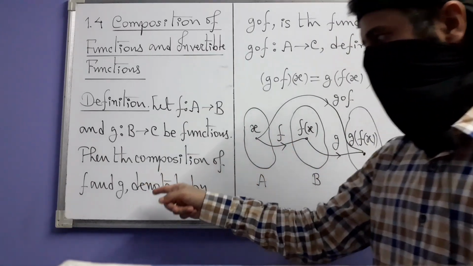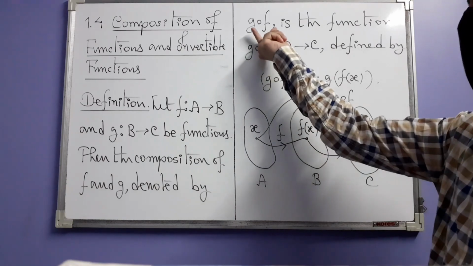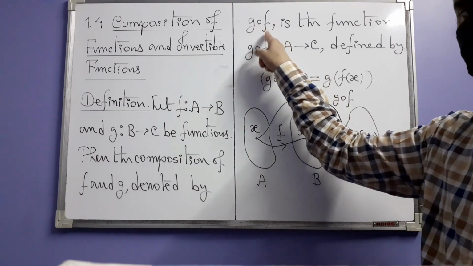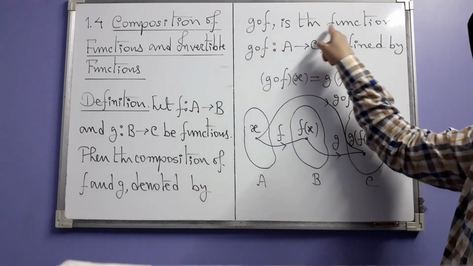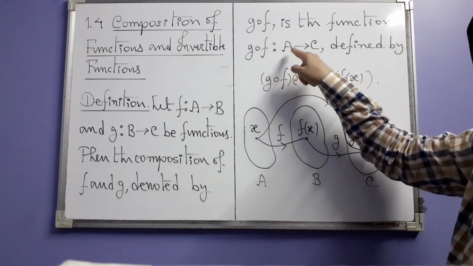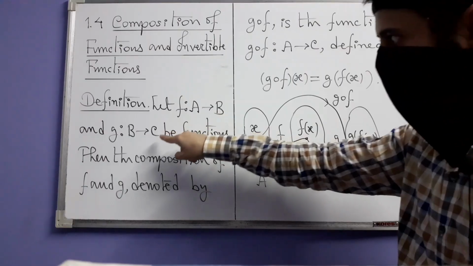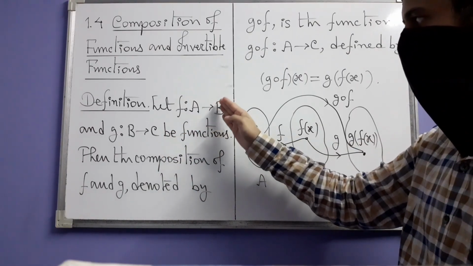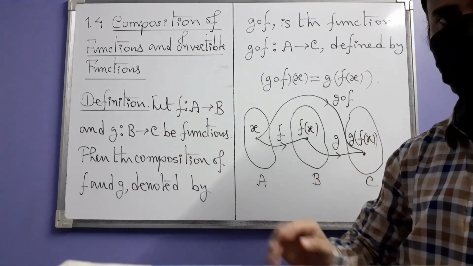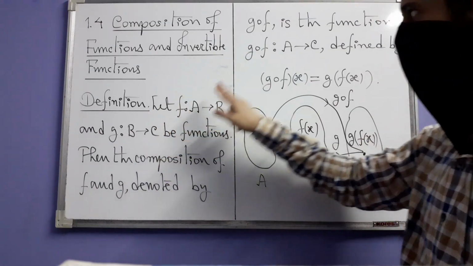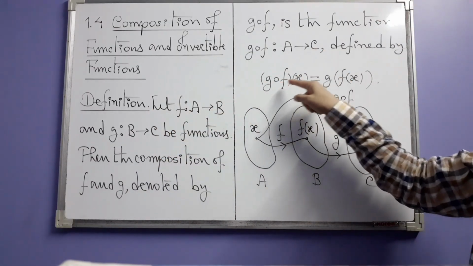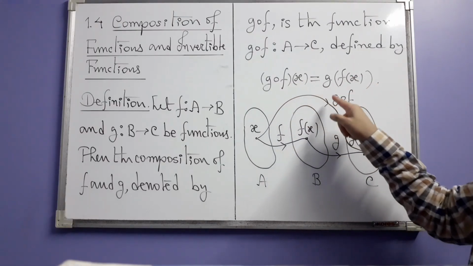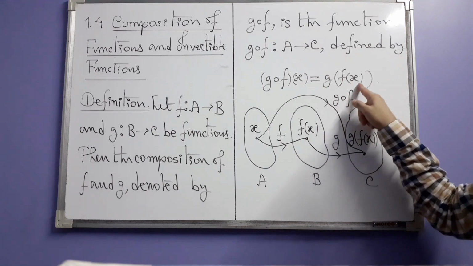Then the composition of f and g is denoted by this notation, and you read it like this: g circle f is the function whose domain is A and codomain is C. You can remember it like this: first we go from A to B and then from B to C. So we ultimately go from A to C, and the function is defined like this: g circle f of x is by definition g of f of x.